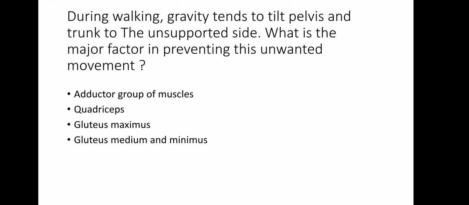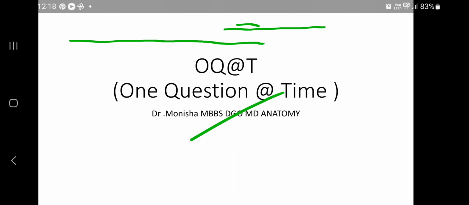During walking, gravity tends to tilt the pelvis and trunk to the unsupported side. What is the major factor in preventing this unwanted movement? In other words, they are asking you, gravity tends to tilt the pelvis and trunk to the unsupported side, but that doesn't happen.